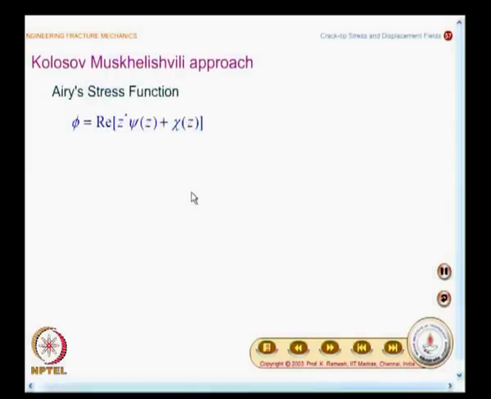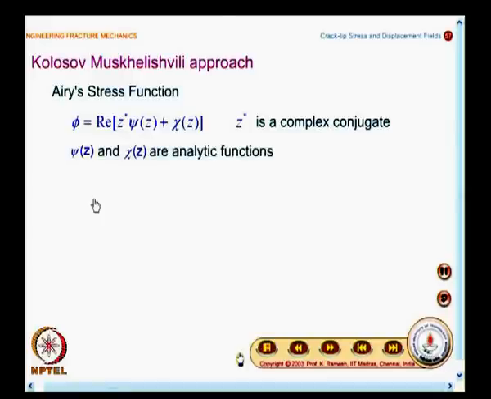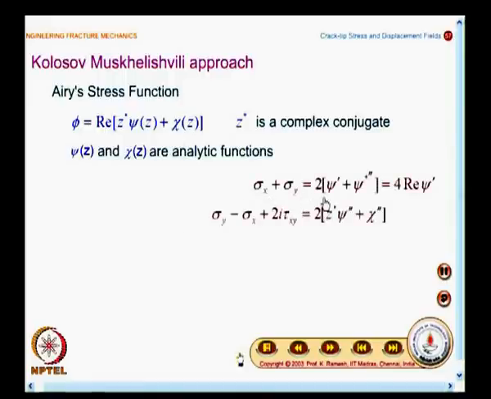Now we will come back to the crack problem. Before we get into that, the Airy stress function is given as phi equal to real part of z star xi z plus chi z, and we have also looked at sigma x plus sigma y is 4 times real part of xi prime z, and sigma y minus sigma x plus 2 I tau x y equal to 2 z star xi double prime plus chi double prime. This could be further expanded, it is very simple arithmetic. I can write the expression for sigma x, sigma y and tau x y. It is very simple and straightforward.